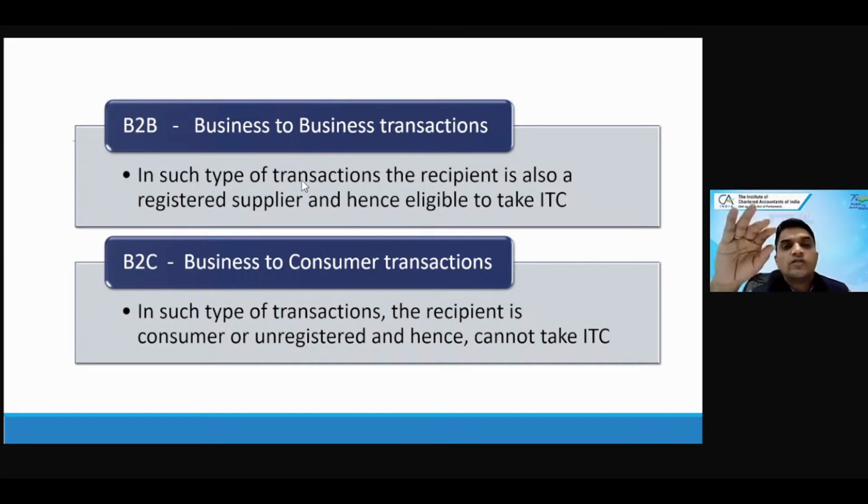Okay. So where you are registered and you have one more registered person, and you are doing a transaction between these two registered persons, in such type of transaction, the recipient is also a registered supplier, and since he is also registered, he can claim the credit. This is called a B2B transaction.